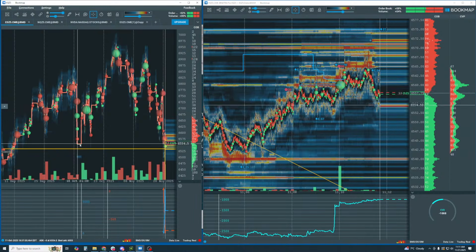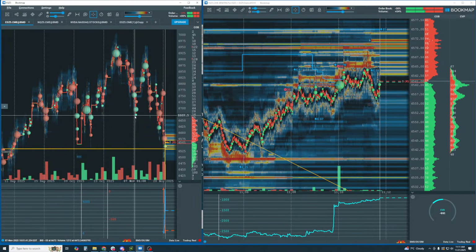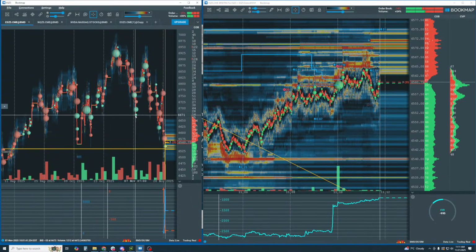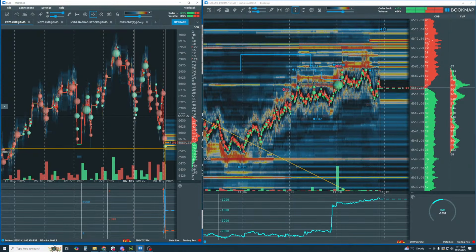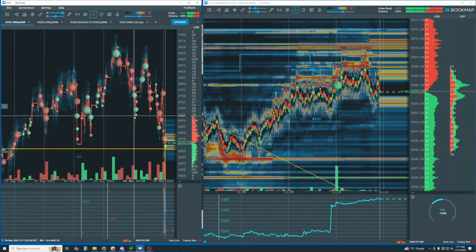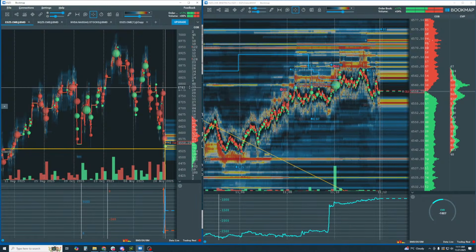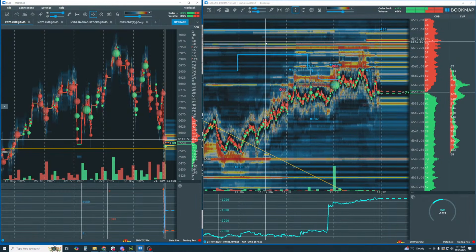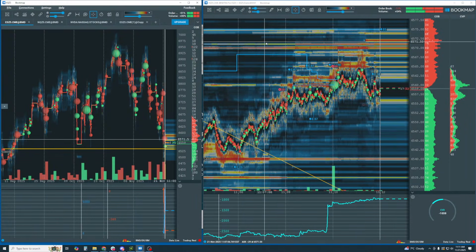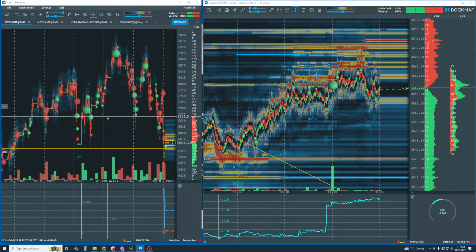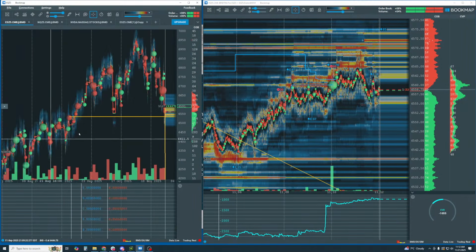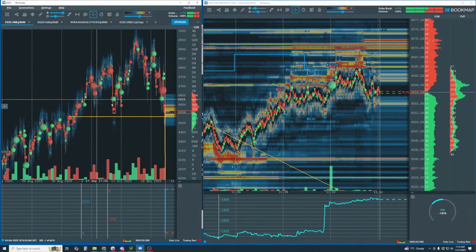Yeah, it could be great. It could come all the way back up to something like 6670. Maybe 6700. And we don't know. But we do know that we tested down into here where we previously found buyers.